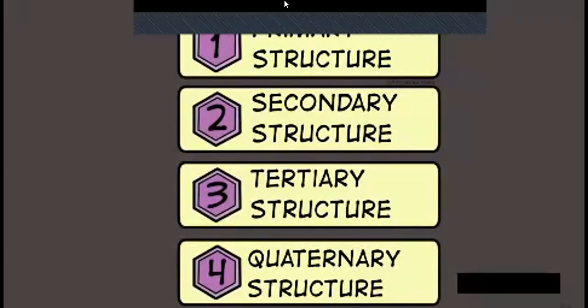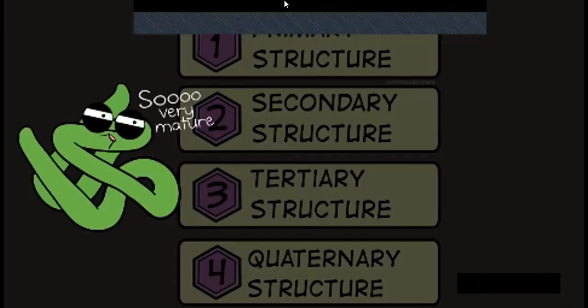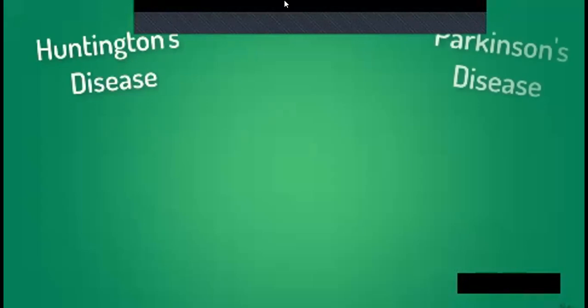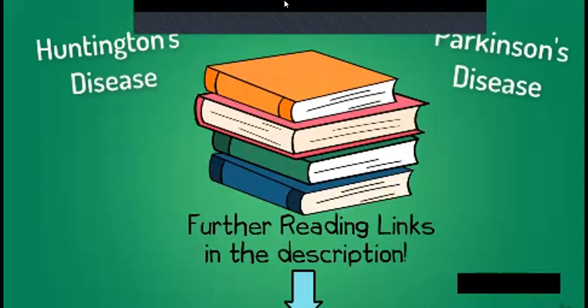All of these interactions we mentioned in primary, secondary, tertiary, and quaternary structure are paramount for a mature protein to have its correct shape so it can carry out its function. And that's very relevant. There are many diseases that are related to protein misfoldings. Check out some of our further reading suggestions in the description about that.